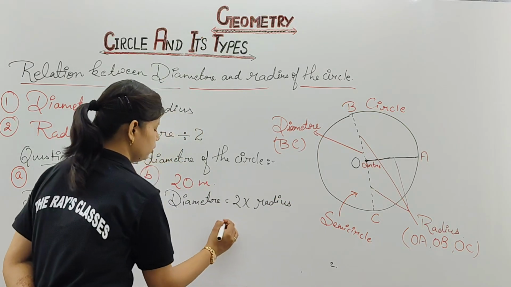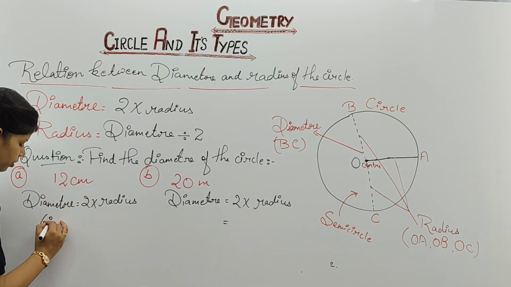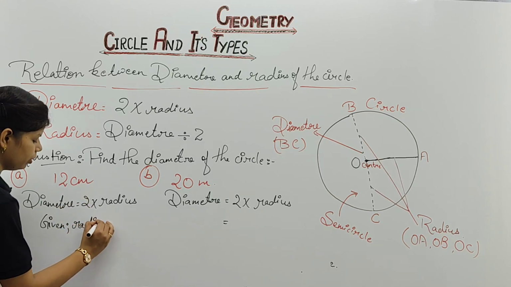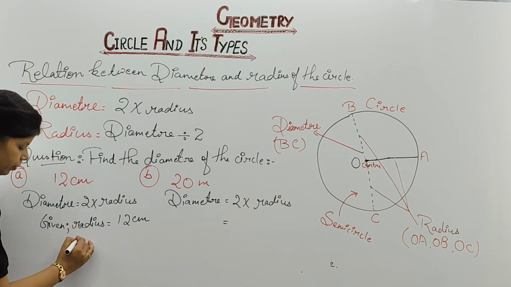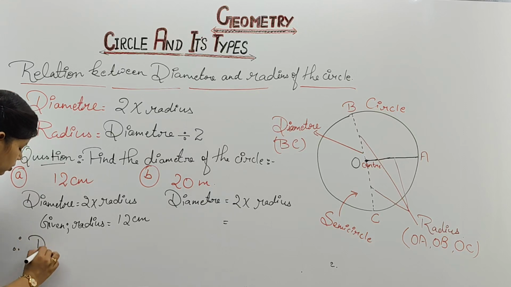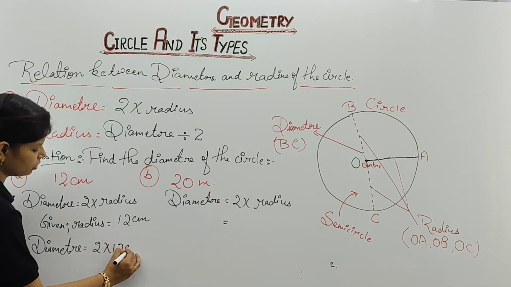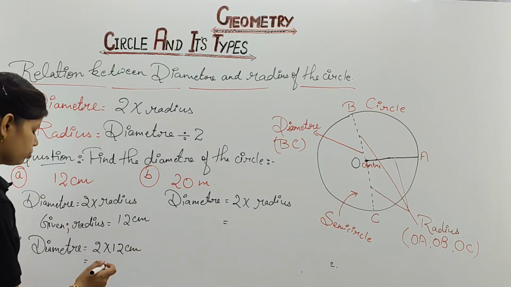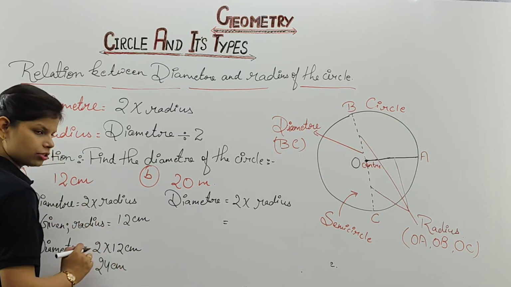Clear? Here, your radius is given as 12 centimeter. You will write this formula and you will write given. What is given? Radius is given. Radius equal to how many centimeter? 12 centimeter. Now put in the formula. Therefore, diameter equal to 2 multiplied by 12 centimeter. When you are multiplying 2 with 12, what you will get? 12 2s are 24. So your answer will be what? 24 centimeter. This is your answer.